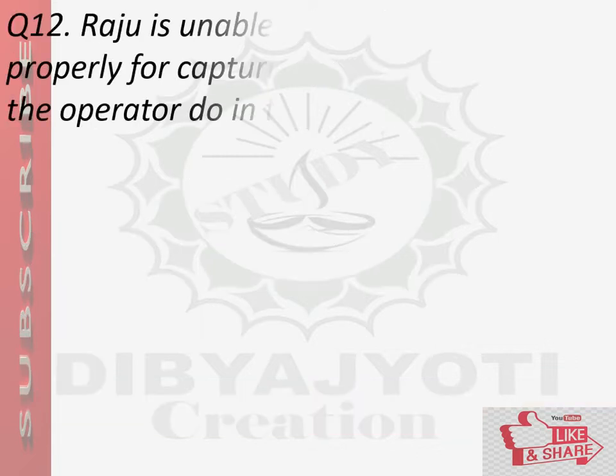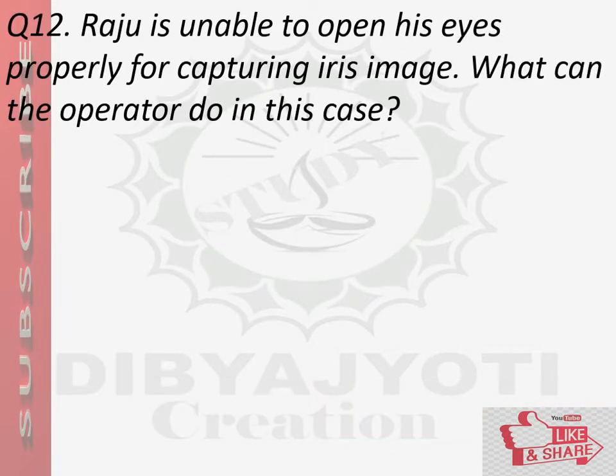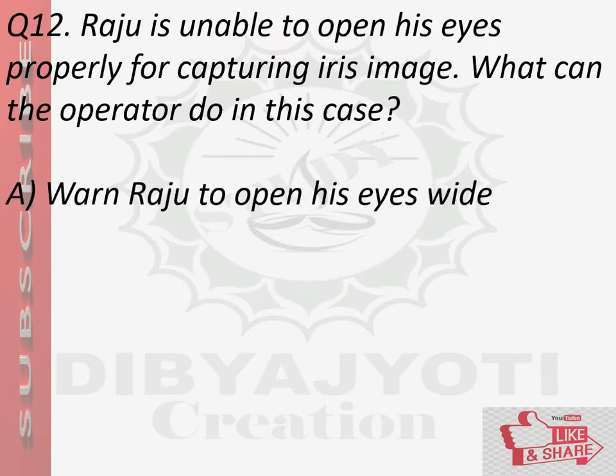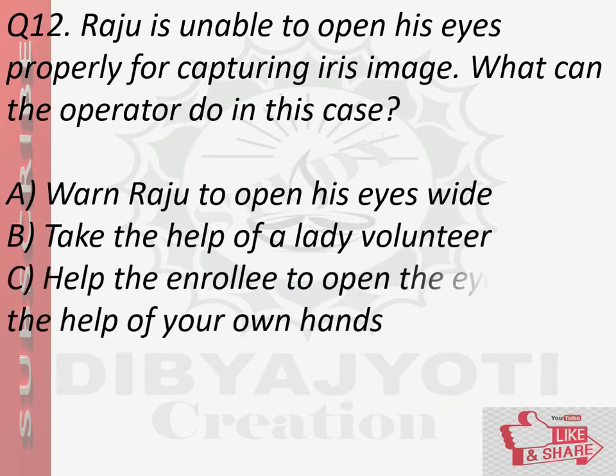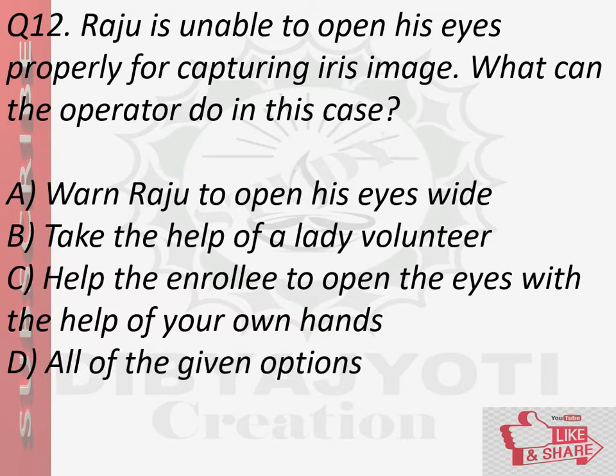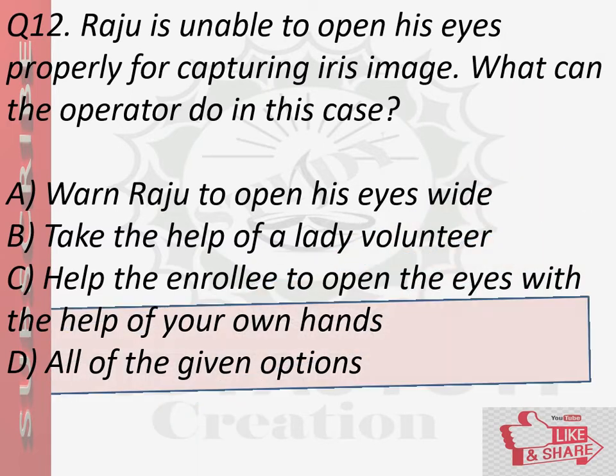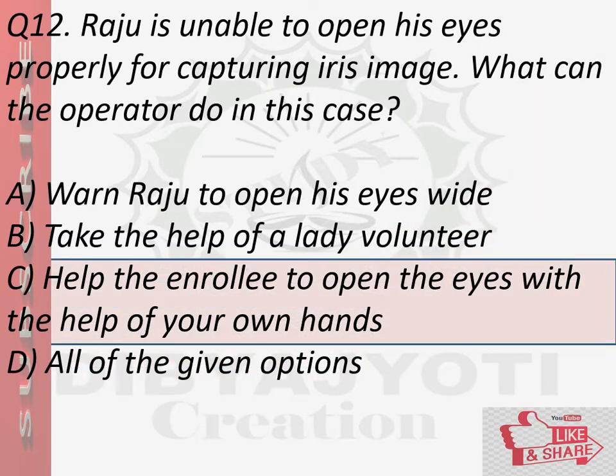Next, Raju is unable to open his eyes properly for capturing iris image. What can the operator do in this case? Options are option A, warn Raju to open his eyes wide. Option B, take the help of a lady volunteer. Option C, help the enrollee to open the eye with the help of your own hand. Option D, all of the given options. And the answer is help the enrollee to open the eye with the help of your own hands.